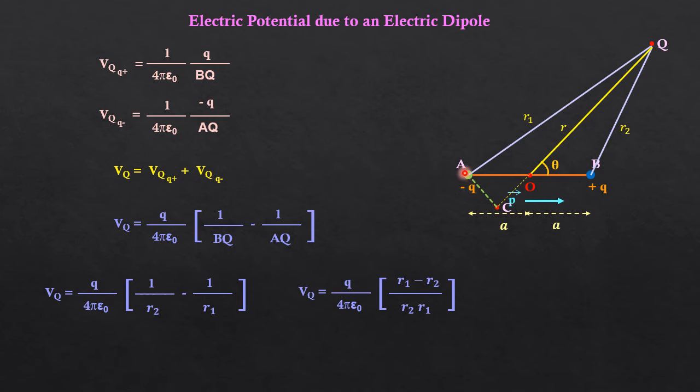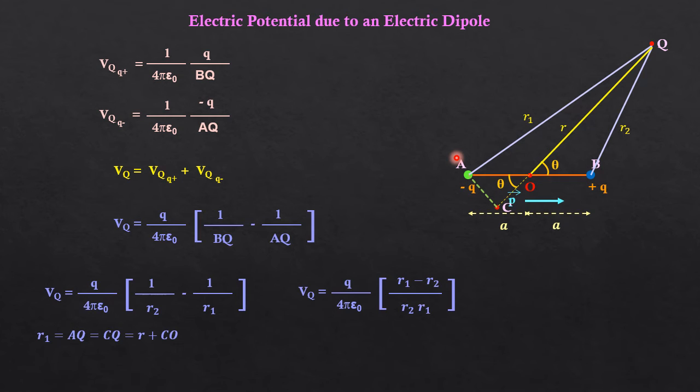So here I have drawn the perpendicular from A to the line OQ. Now the distances CQ and AQ are both equal. That means AQ, which is R1, is CQ. But from the diagram you can see that CQ is from C to O plus O to Q. O to Q is nothing but R. Therefore C to O plus R. So I will get R1 is equal to AQ is equal to CQ is equal to R plus CO.